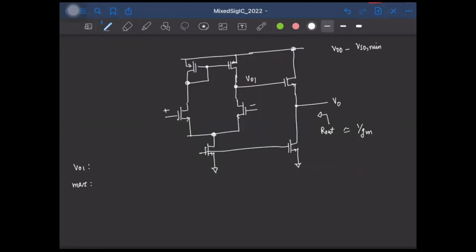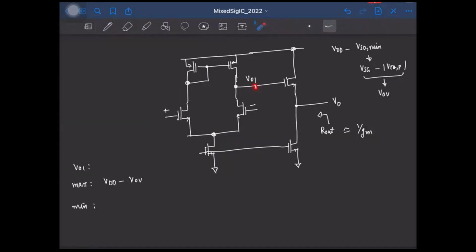Right? And what is this source to drain minimum voltage? That is simply source to gate minus the threshold voltage. Okay, and this we'll call the overdrive voltage, or simply V overdrive. So the maximum voltage V01 can take is VDD minus 1 overdrive voltage. Similarly, what is the minimum voltage it can take?